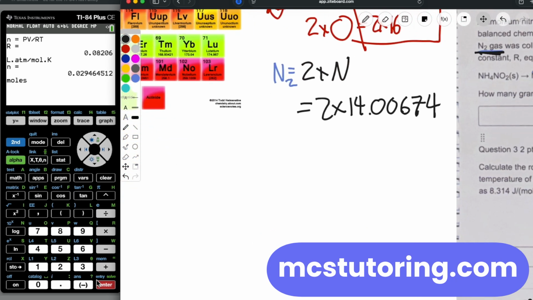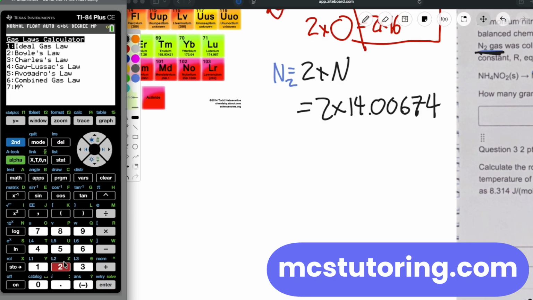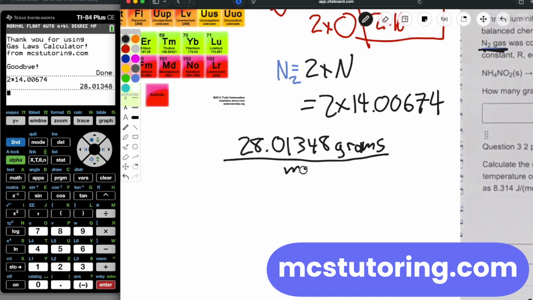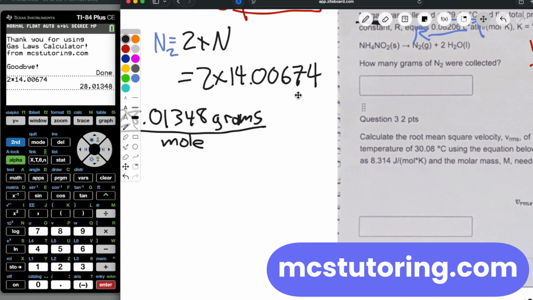Okay, so look, I'm going to exit for a second, just to find out what the molar mass of N2 gas is, because it's 2 times the molar mass of nitrogen. So I get 28.01348. And if I did the units, I'm just going to move this over for a second to help you guys out. That's grams per mole. Now look, we want grams, which is cool.